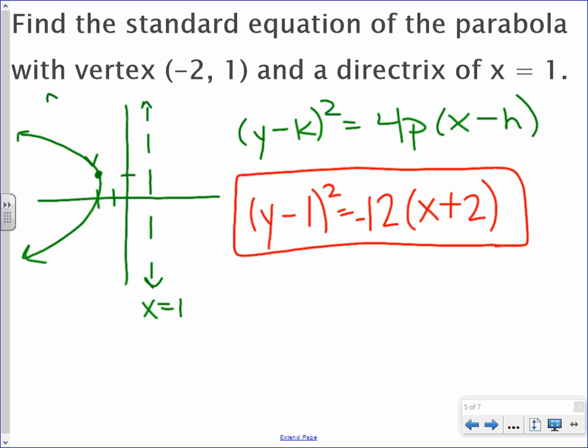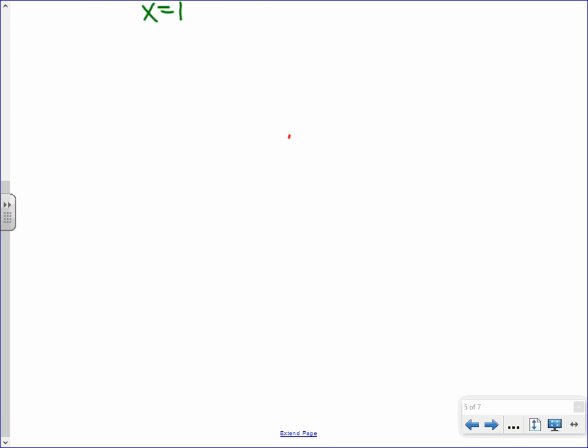You're given the vertex and another piece of information. It's very straightforward once you have the picture visualized. Draw a picture, please. Oh, it's like you're reading my mind.